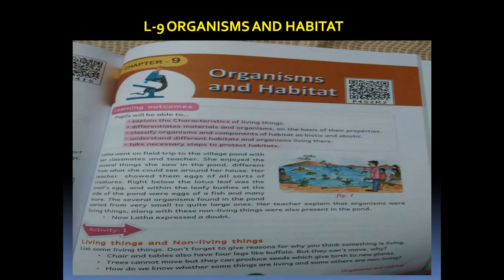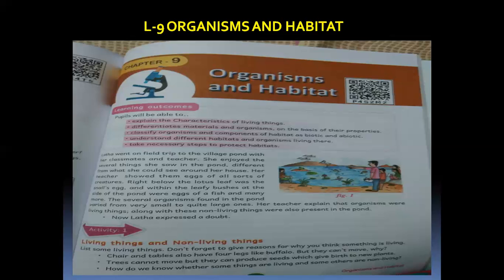Her teacher showed them eggs of all sorts of creatures. So she had seen what is present in the pond: the lotus leaf, snails, eggs, fishes, and many more things. The organisms which are moving are living organisms, and non-living organisms are also present there, which do not move. So she had seen both and she got a doubt.